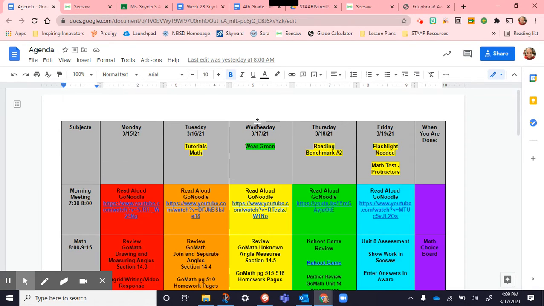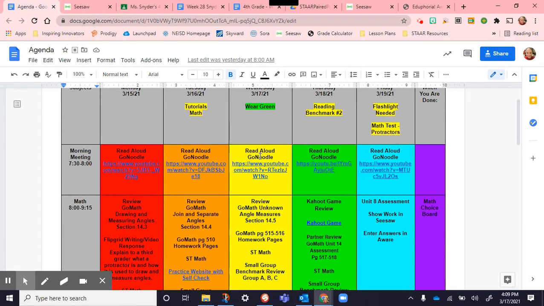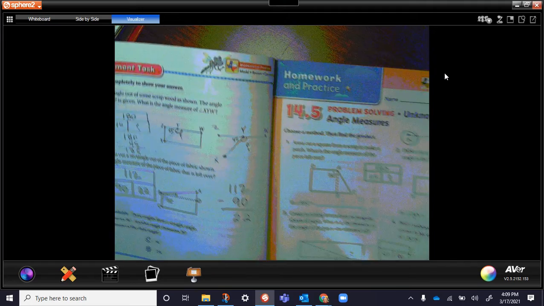And we started off our day in math reviewing angle measurements. Let me grab my book here. And we headed over to 14.5, and we looked at page 514. Get this all set up.